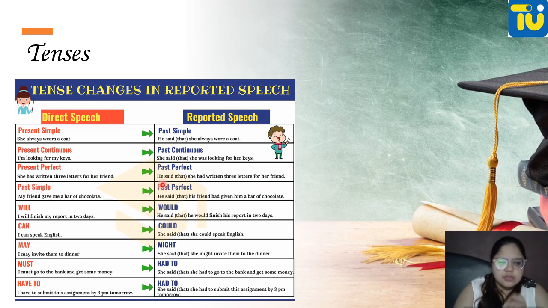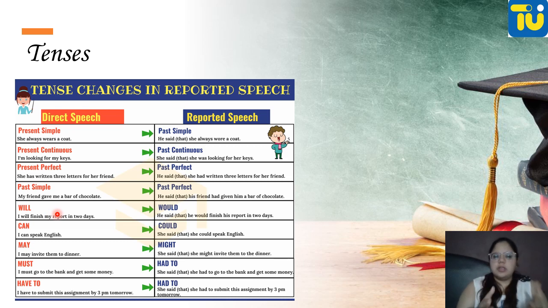Has changed to had. Past simple converts into past perfect. My friend gave me a bar of chocolate. He said his friend had given him a bar of chocolate. So gave is transformed into had given.